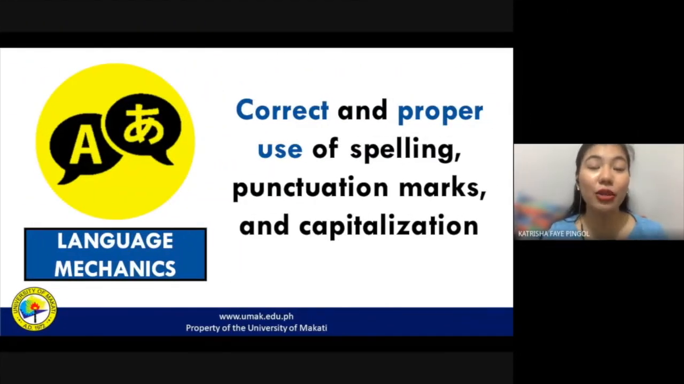Moving on, let's go to language mechanics. Language mechanics are simply the correct and proper use of the technicalities of the language. Take for example elements such as spelling, punctuation marks, and capitalization. These are just three of the basic things that we have to consider when we are writing our text. These are the three things in relation to the mechanics of language that we have to look into.